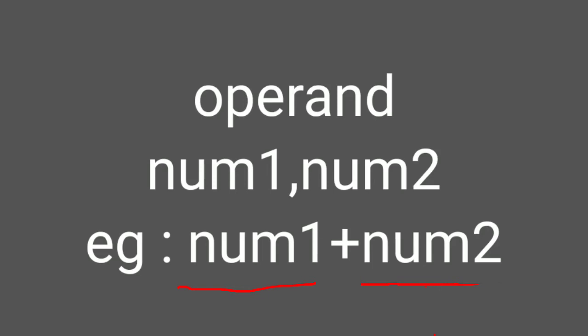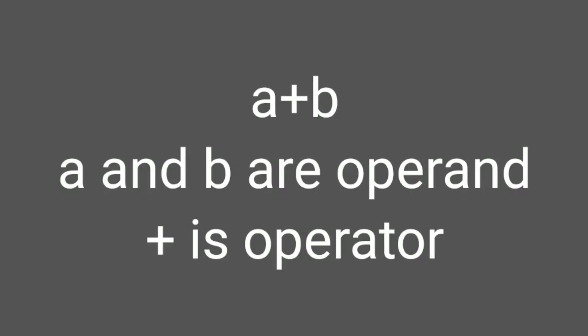Once again, if you are writing a statement like num1 plus num2, inside that num1 and num2 are said to be operands, and plus symbol is said to be operator. Let us take another example, a plus b. Inside that a and b are said to be operands, and plus symbol is said to be operator.